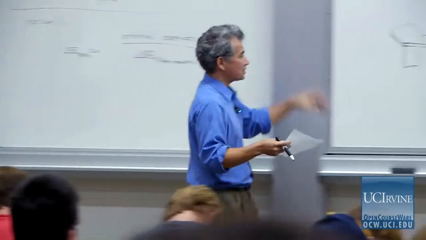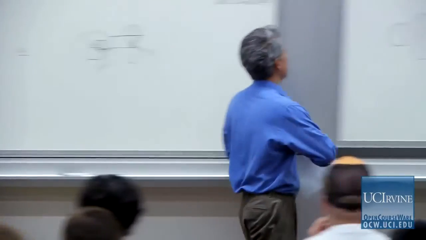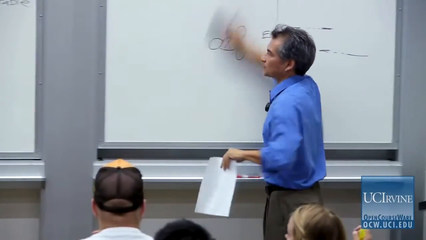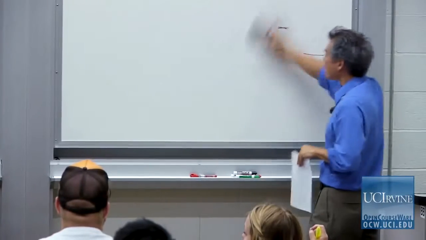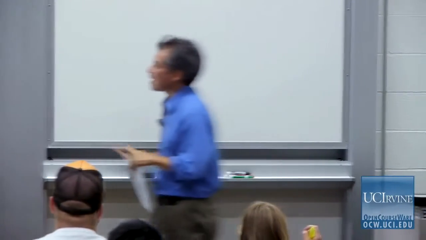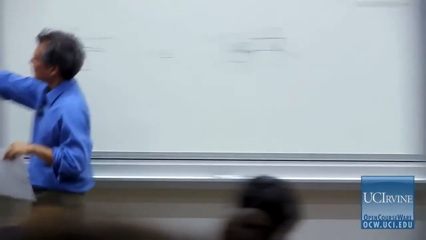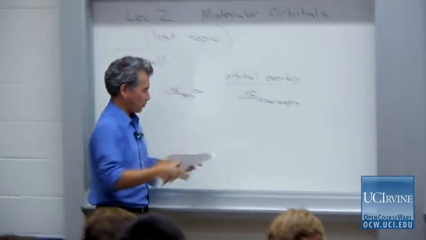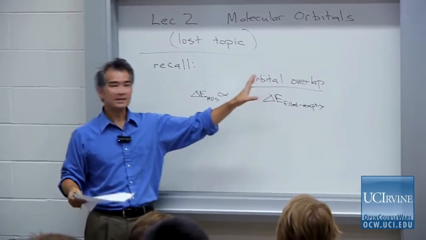Okay, so Bredt's rule is an expression of this importance of symmetry. When 2 orbitals interact, you won't get an energetic benefit unless you have significant overlap. And that was part of this equation, orbital overlap over here. Okay, one last thing related to the importance of orbital overlap.